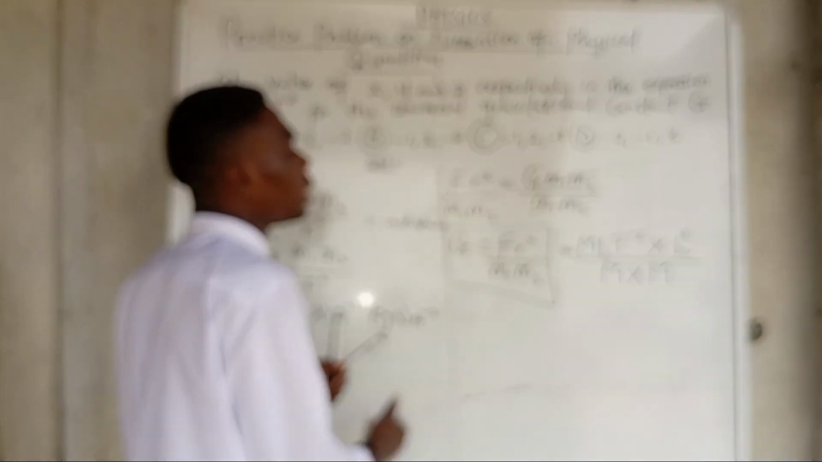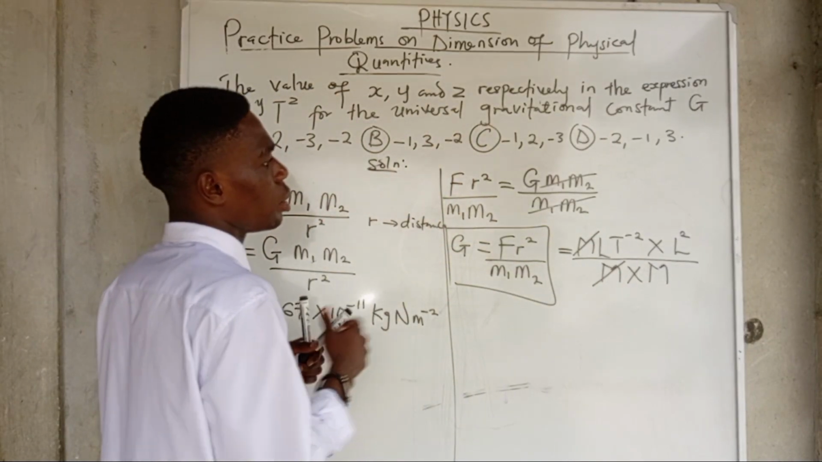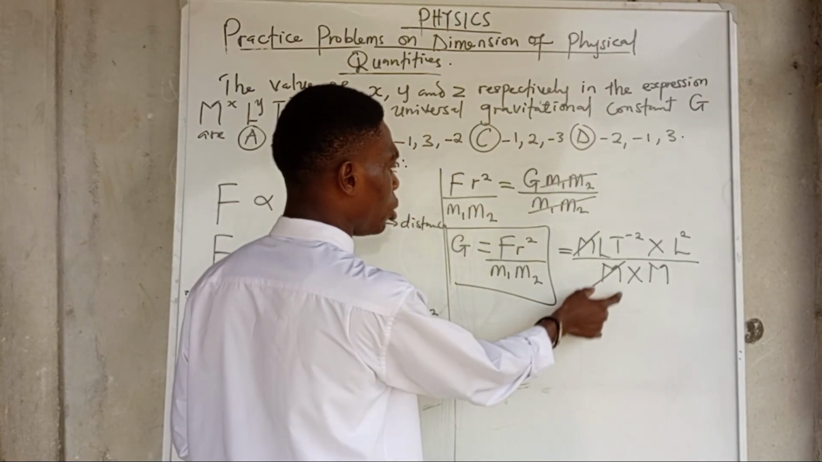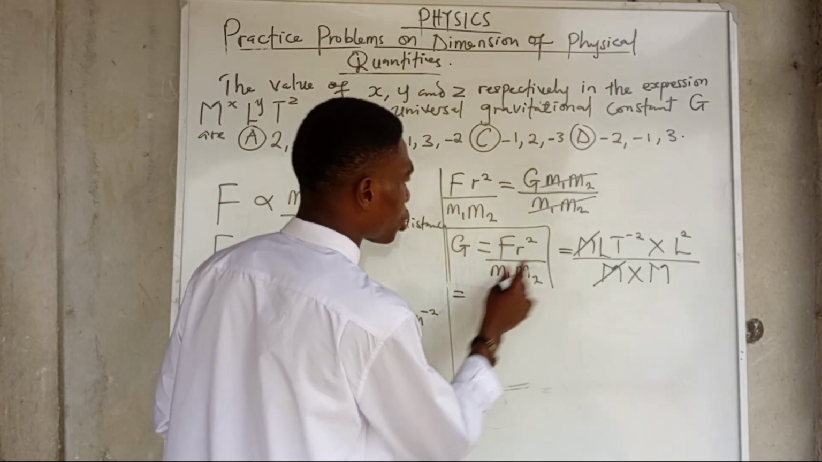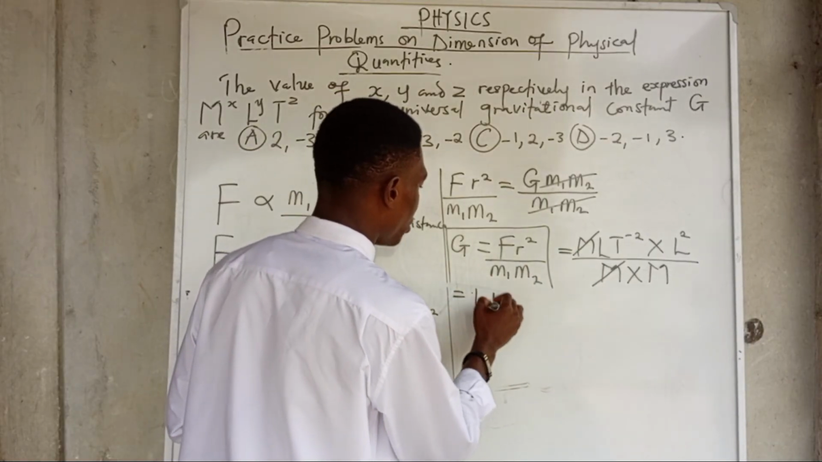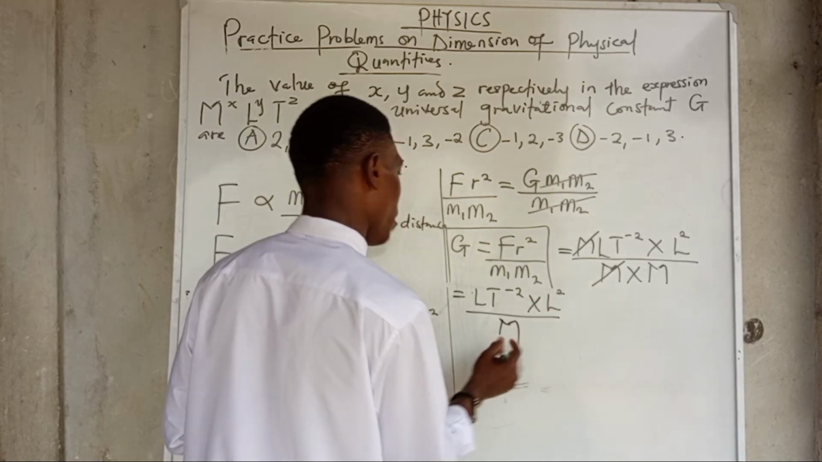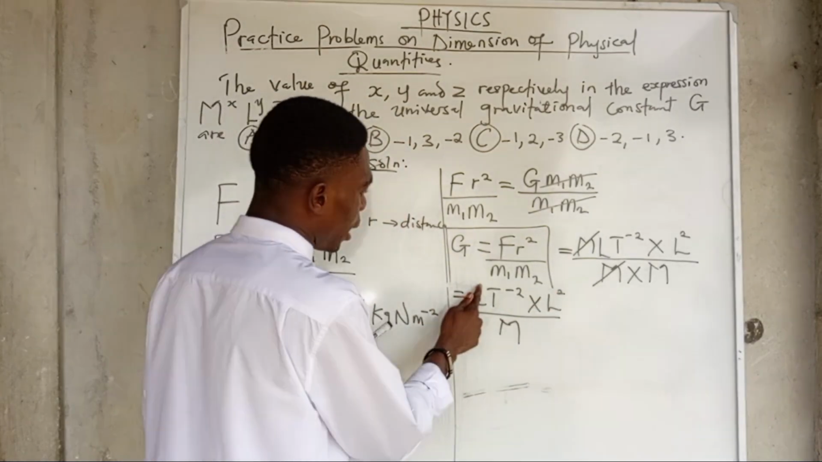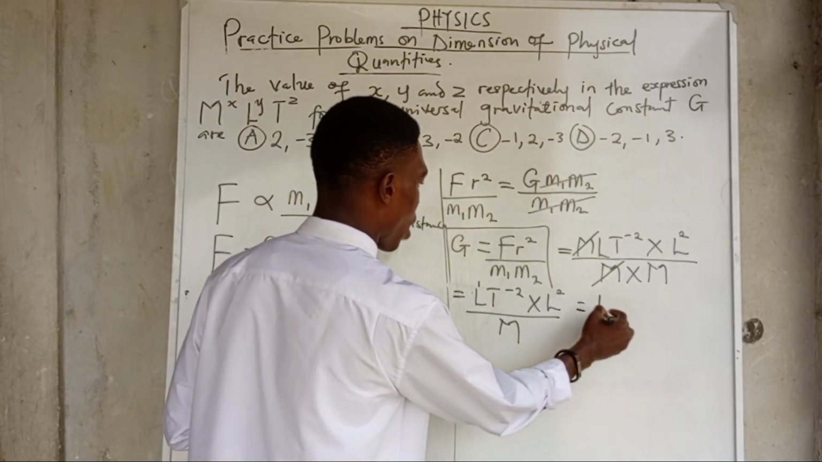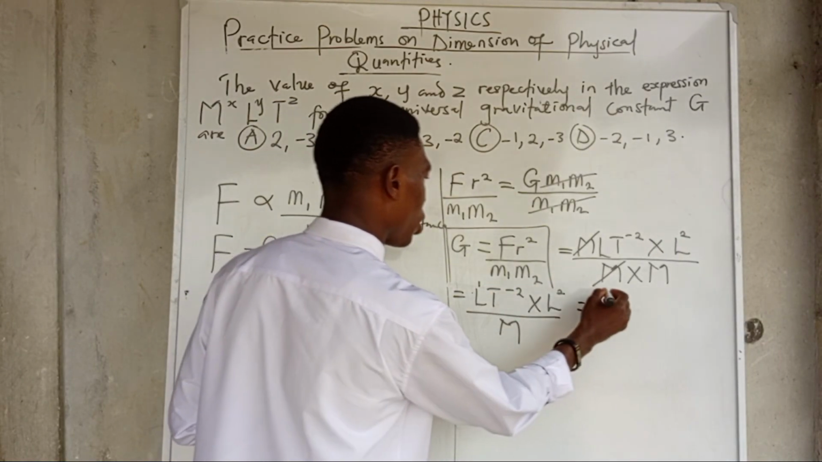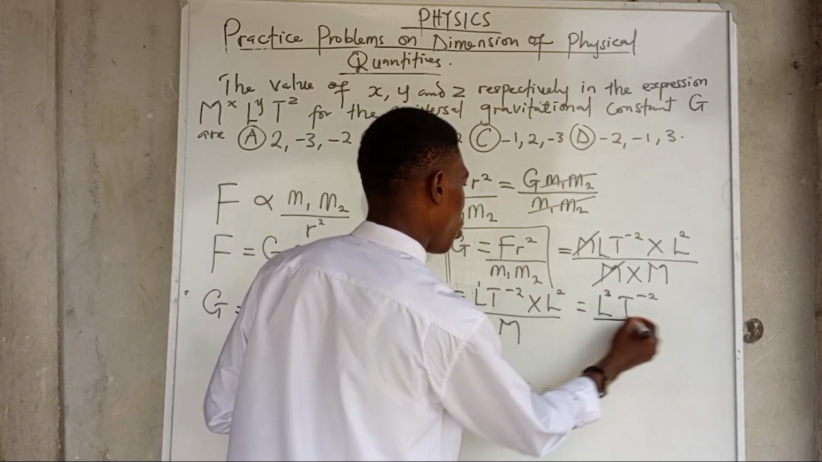All right, quickly I just have to cancel this. Are we following now? Because M appears in the numerator and the denominator, I will have L to the power of minus 2 times L to the power of 2, all over M. Now, L times L squared: the bases are the same, so I'll add the powers. 1 plus 2 is 3. So I now have L to the power of 3 times T to the power of minus 2 over M.